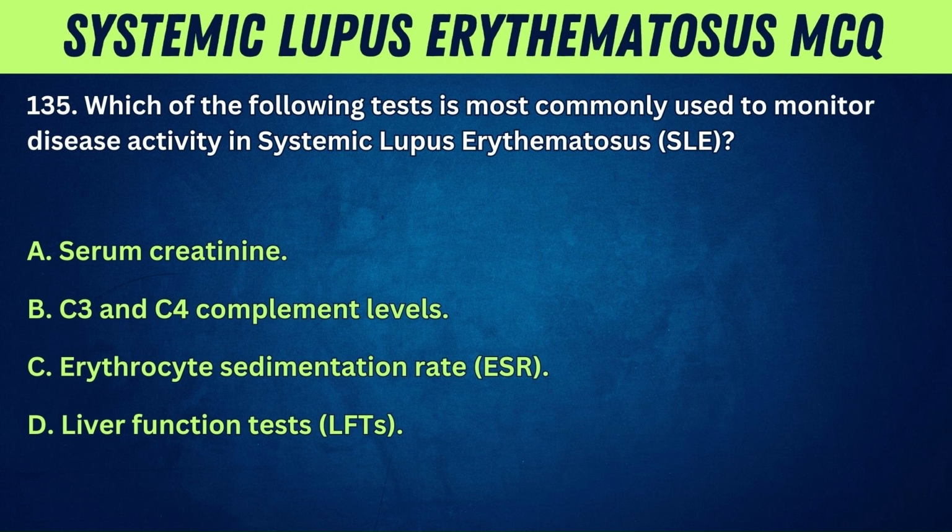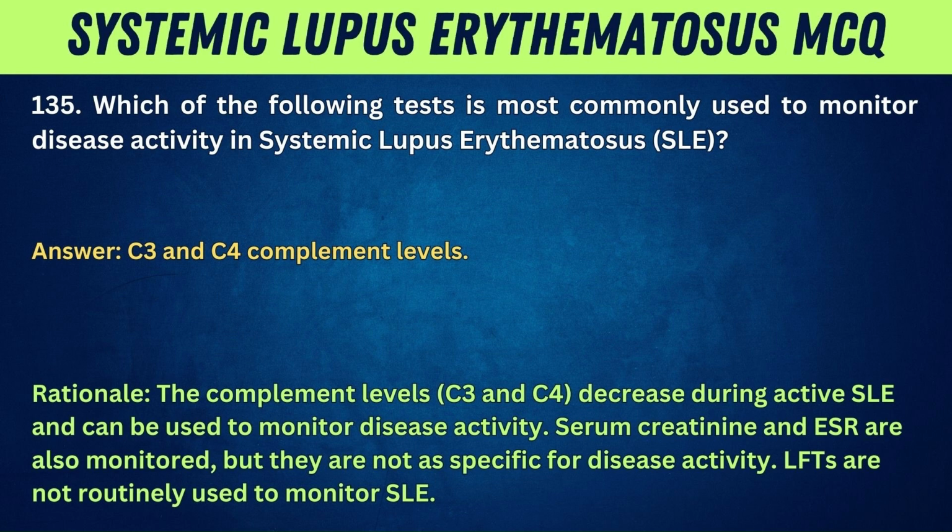135. Which of the following tests is most commonly used to monitor disease activity in systemic lupus erythematosus, SLE? A. Serum creatinine. B. C3 and C4 complement levels. C. Erythrocyte sedimentation rate, ESR. D. Liver function tests, LFTs. Answer: C3 and C4 complement levels.